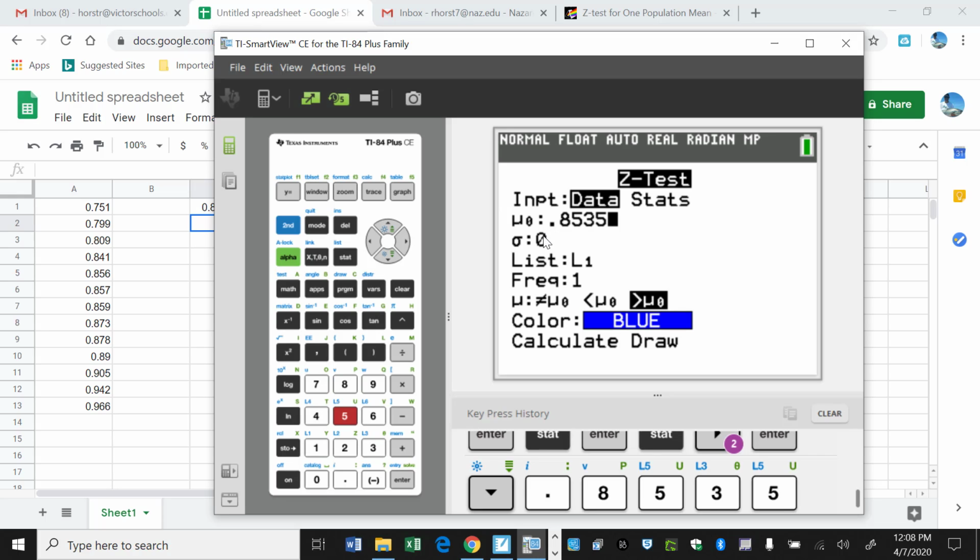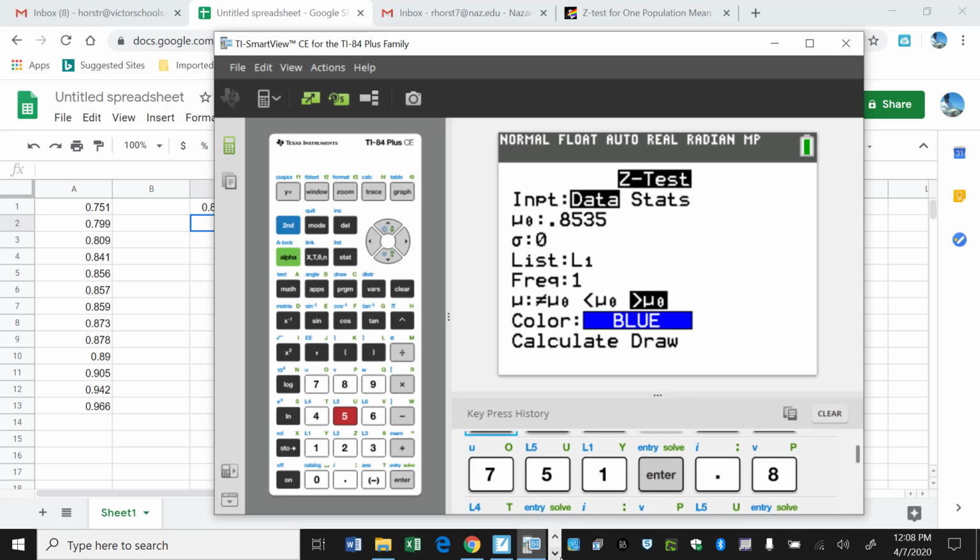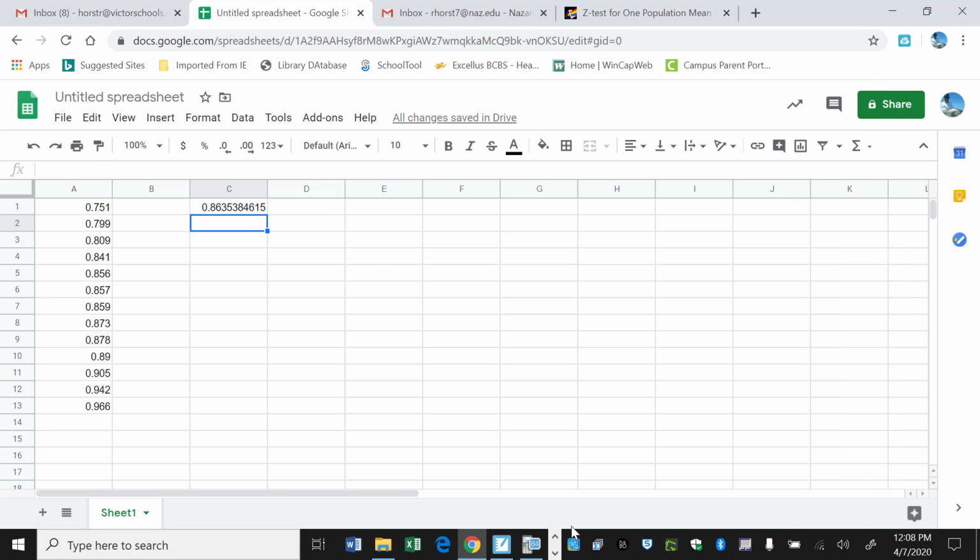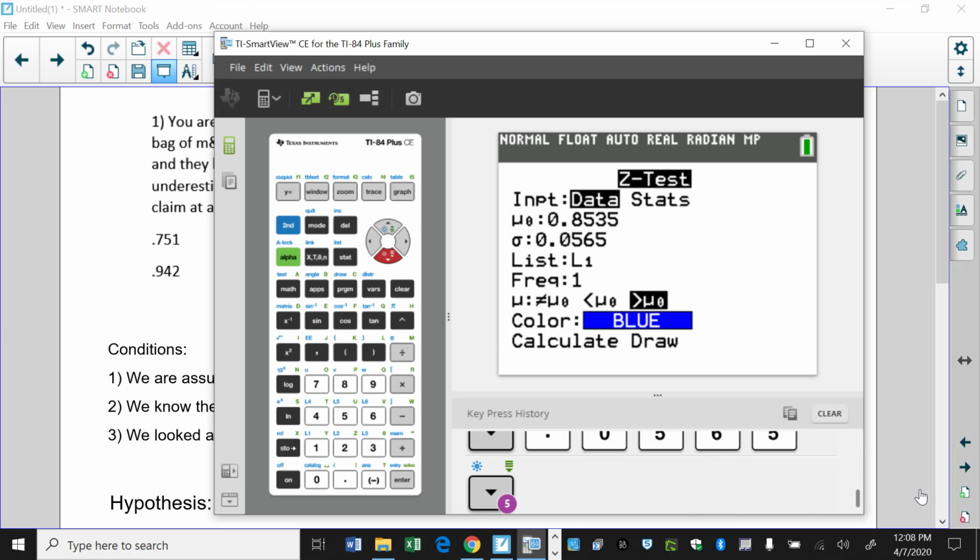0.8535, and you just fill in your information here. What I did is I just kind of jumped ahead and put the information in. So your null hypothesis is 0.8535, you're going to use the data that you put in, it's list L1, and you put in the standard deviation.